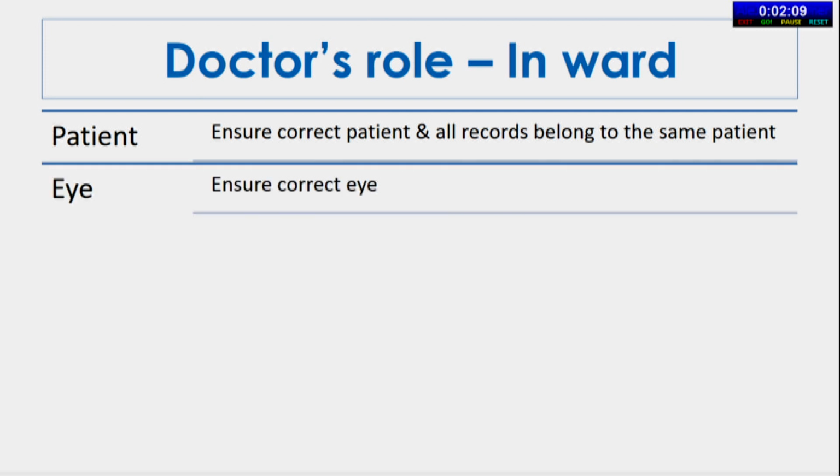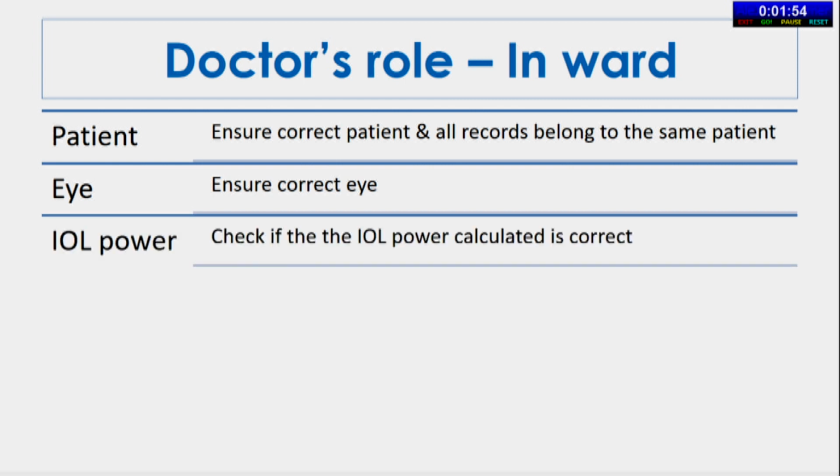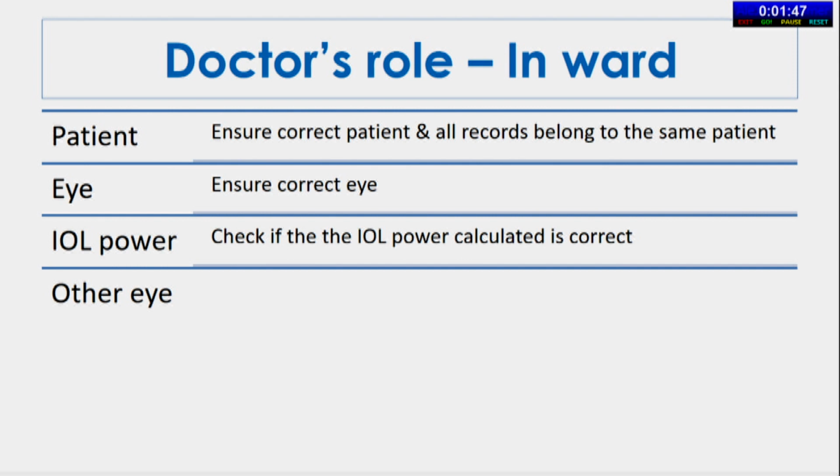Ensuring that it is the correct type. There are ways of marking, like a wristband or marking, double marking, and all that. Still, there is a final check there by the doctor to make sure that the entire system has worked correctly. To check whether the IOL power calculated is correct, whether the correct formula has been used for that particular case, whether all measurements are proper.